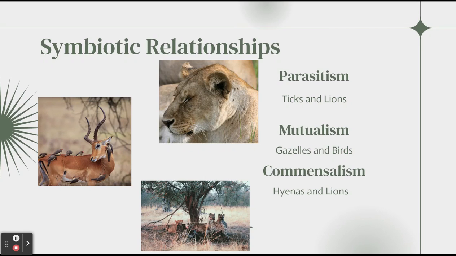An example of commensalism is with hyenas and lions. The lion will eat its food and the hyena will get the leftovers. The hyena benefits in this situation and the lion is unchanged.